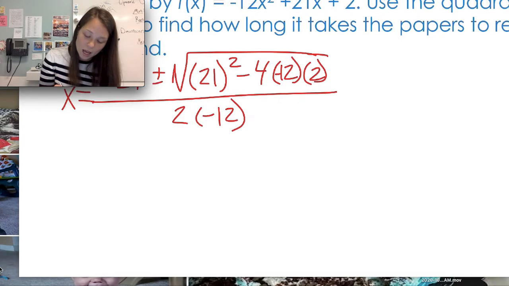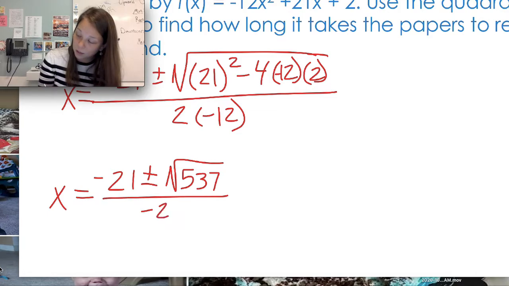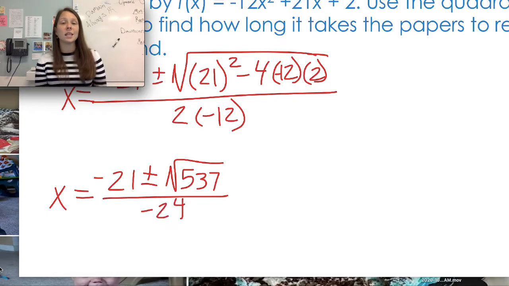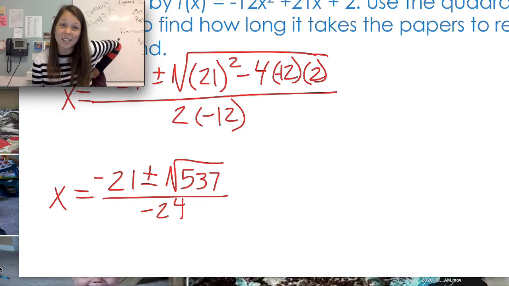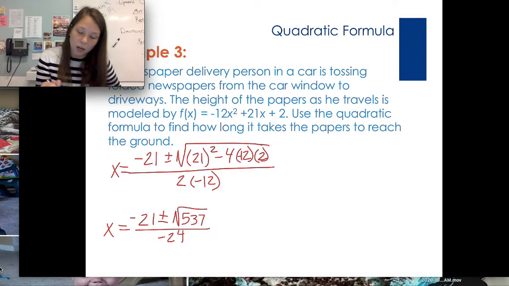On this one, doing a little bit of simplifying, I get negative 21 plus or minus the square root of 537, divided by negative 24. Now, this is the exception. We're dealing with a story problem, and leaving it in exact form is not going to be helpful for us to figure out the number of seconds it takes the paper to reach the ground. So we are going to be writing out some decimals here.